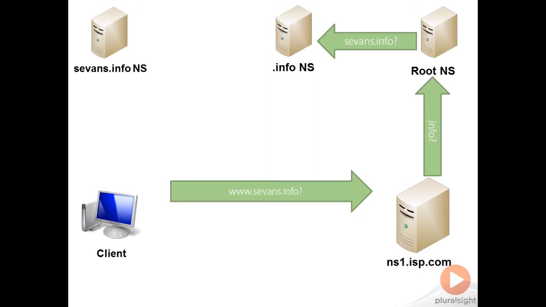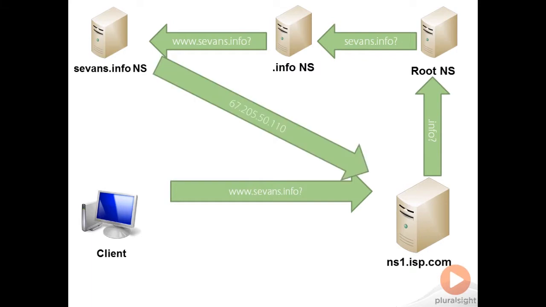So then the s7s.info name servers are asked, do you know where www.s7s.info is? Now the s7s.info name servers do know everything there is to know about the s7s.info namespace. Since they know the answer to this question, they respond to the original name server with the IP address of www.s7s.info, and that information is passed back to the client.